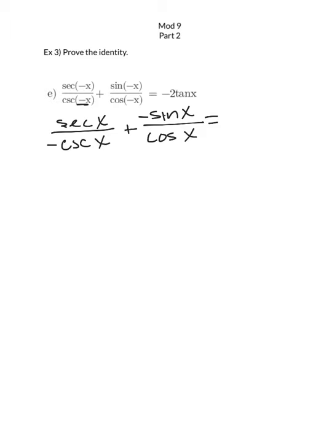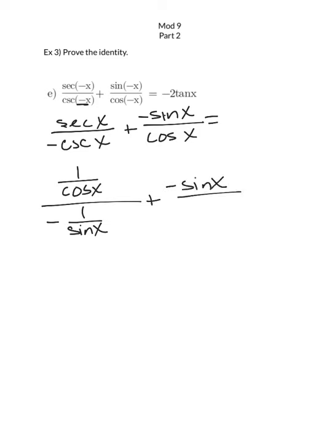Well, now there's no squares, so we are not going to try to use any Pythagoreans. The other thing that we do is write as sines or cosines and see what happens. In the fraction on the left, secant is 1 over cosine, over negative cosecant, which is 1 over the sine of x. Plus, over here, we've got negative sine of x over cosine of x. I'm not going to do anything with that fraction right now because it's already in terms of sine and cosine.